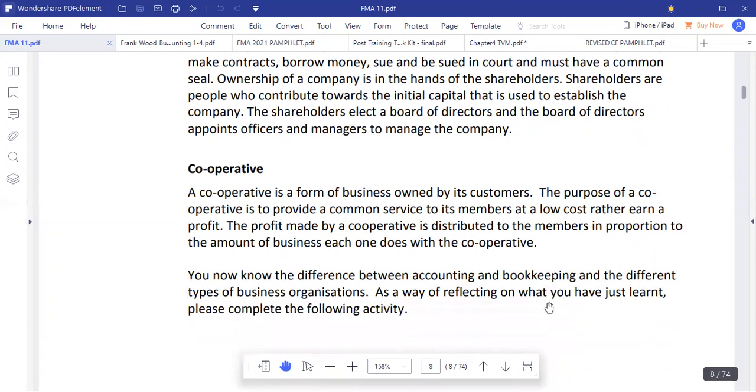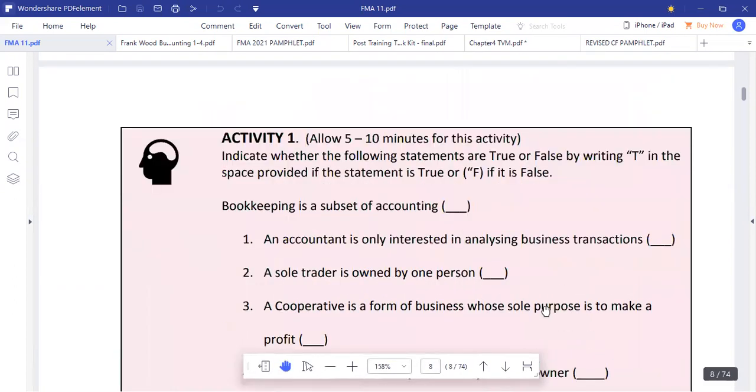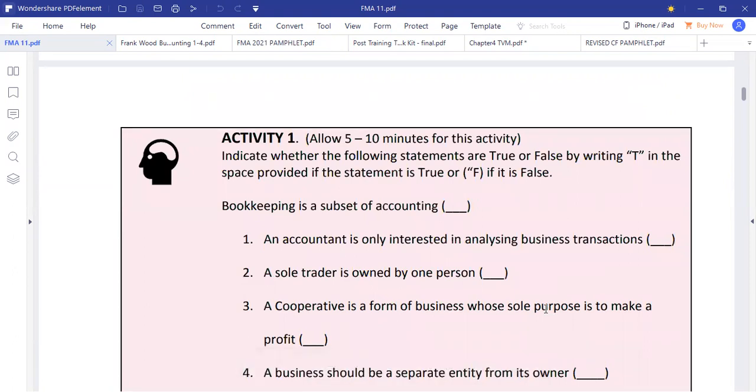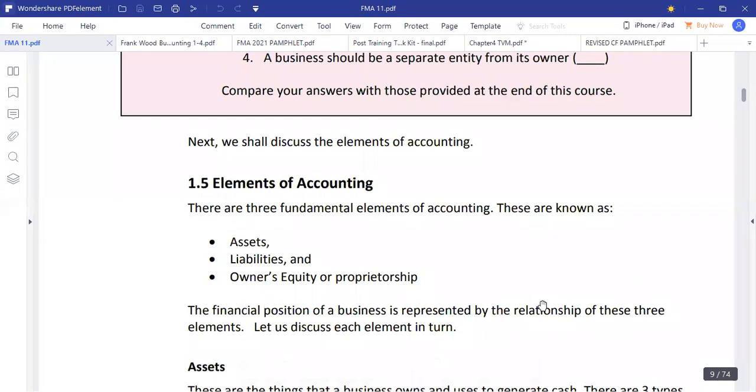So the difference between accounting and bookkeeping is in the types of businesses that are being owned. So we're going to go a little bit further, where we're going to look at the elements that are involved in accounting. The elements that you need to understand are issues to do with assets, liabilities, and equity.